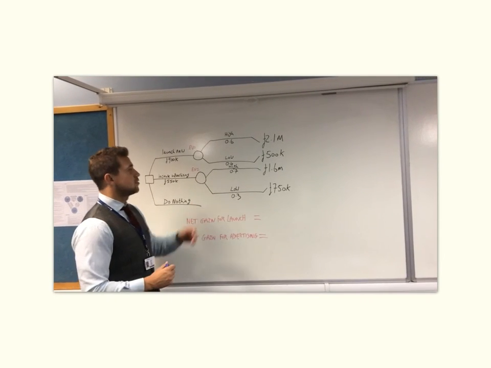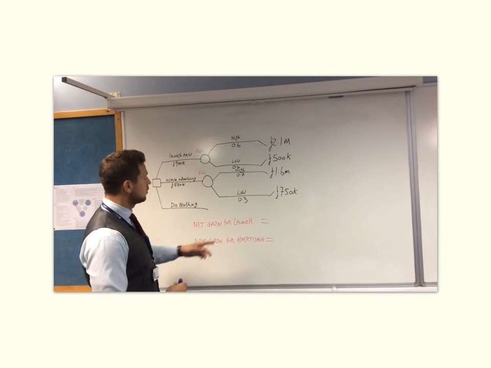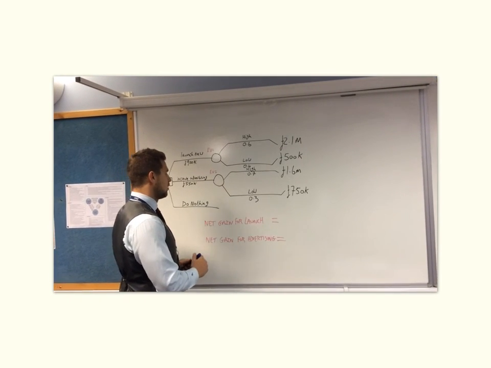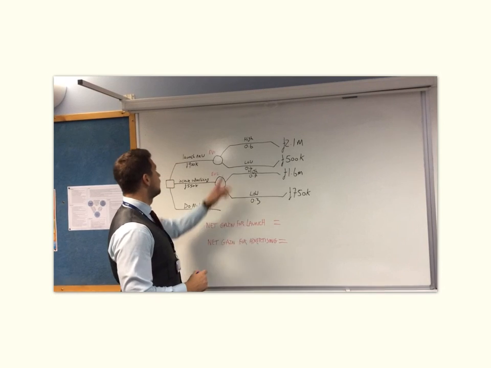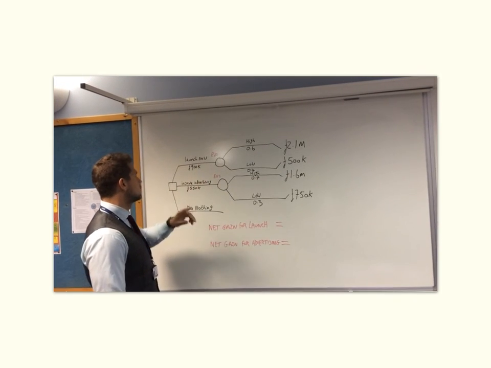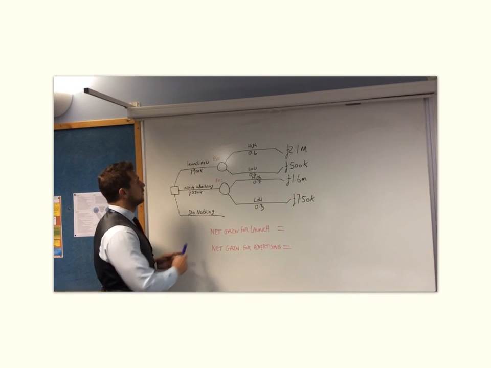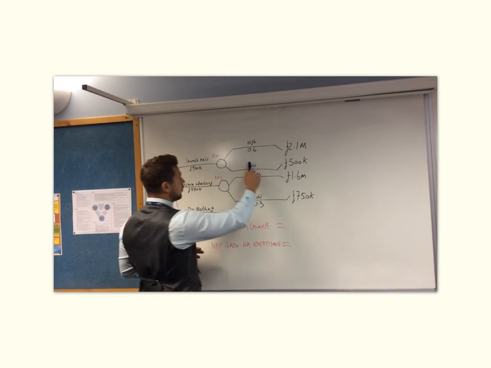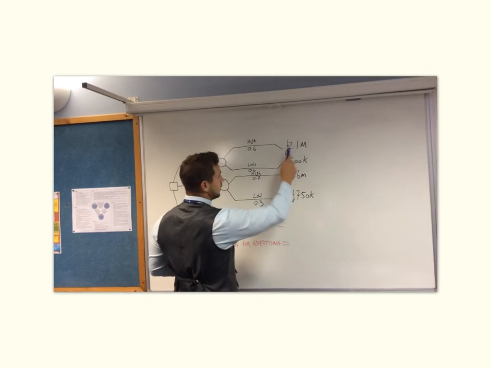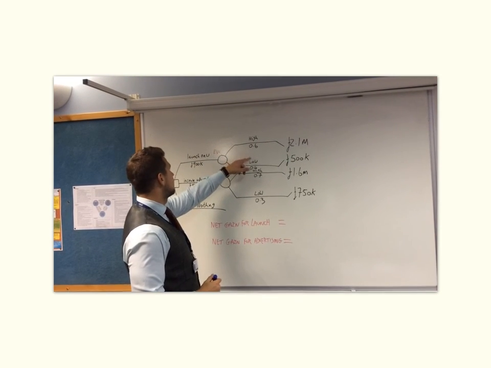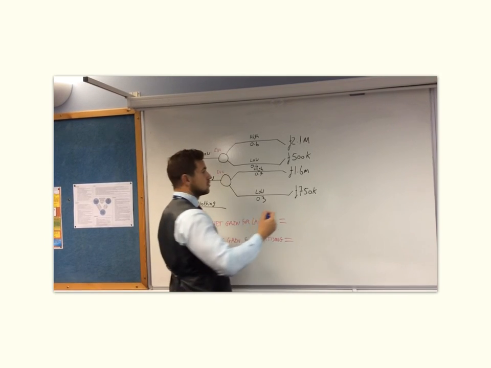Okay, so here's the decision tree that I gave you, and I asked you to calculate the net gain and the expected values for each option. So we've got the launch new product, and we've got the increased advertising. I'll put all the information onto the board: we've got the cost, the probabilities, and the expected increase in revenue. I'm going to do the expected value for the launch new product first.